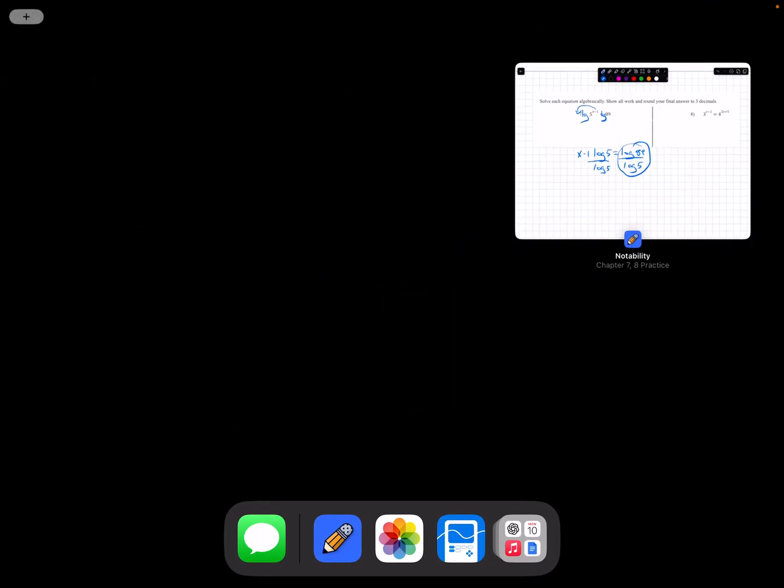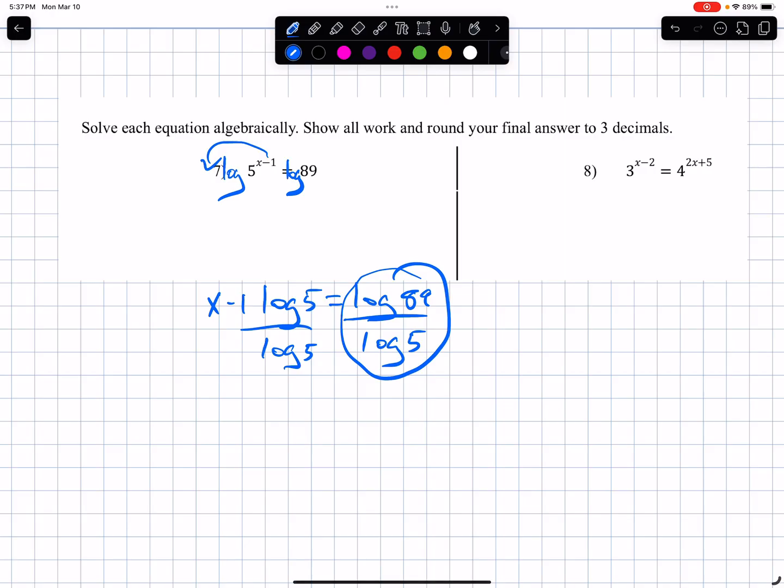And then same for this side. The whole purpose of logs is to find an unknown exponent. Because you don't know what exponent that is. It's just x minus 1, and then if you put 3.7 minus 1, 5 to the whatever that is, 3.7, that's going to give you 89.